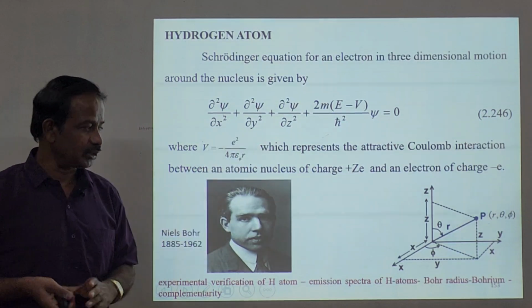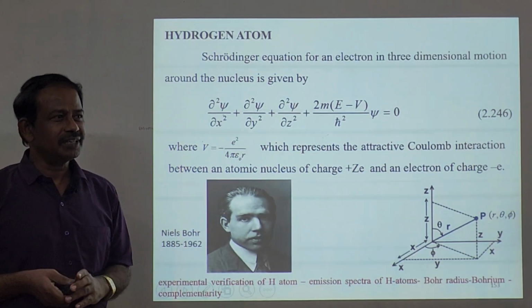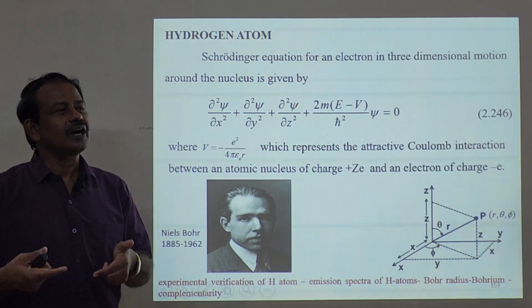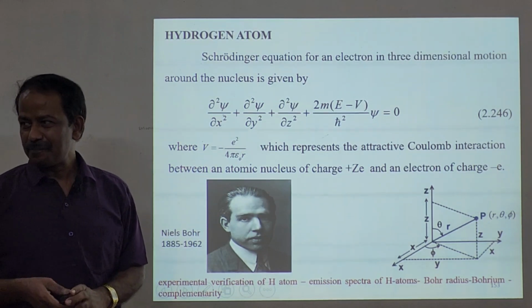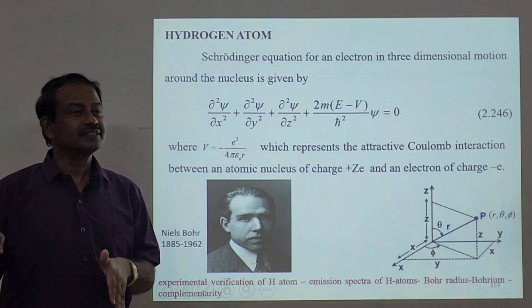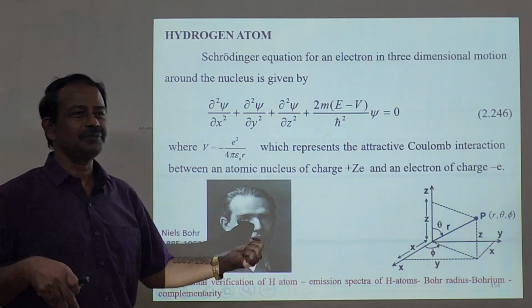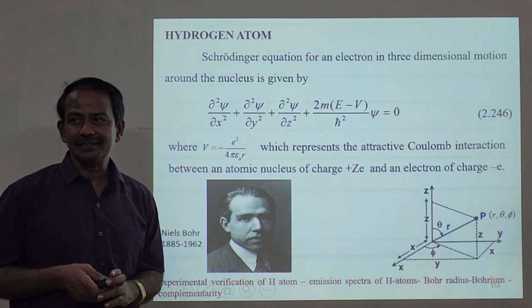He was very, very famous for the Bohr radius. And also you have heard of the element zirconium. After that, an element was named after Bohr as bohrium. The 107th element in the periodic table is bohrium, named after Bohr. Also he was very, very famous for complementarity.